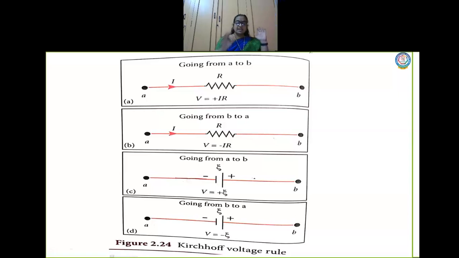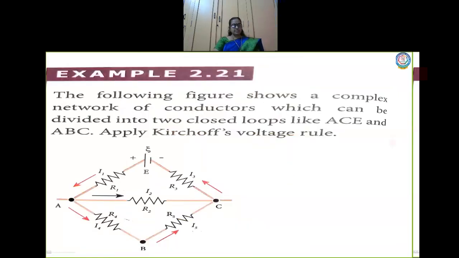Okay, so to understand Kirchhoff's voltage law, it is better we solve some numericals, some circuits. Then it will be easy for you to understand the laws very clearly. So let us solve the first example in your textbook, children, which is example 2.21. There is a circuit diagram here. Now look at the question. The following figure shows a complex network of conductors which can be divided into 2 closed loops like ACE and ABC. Apply Kirchhoff's voltage rule.